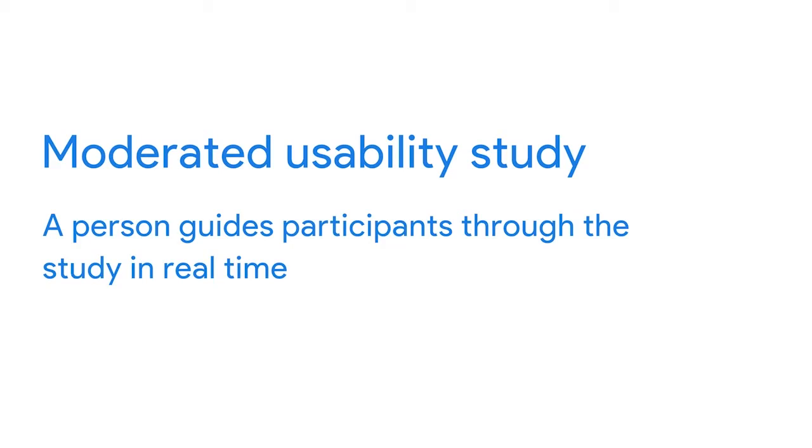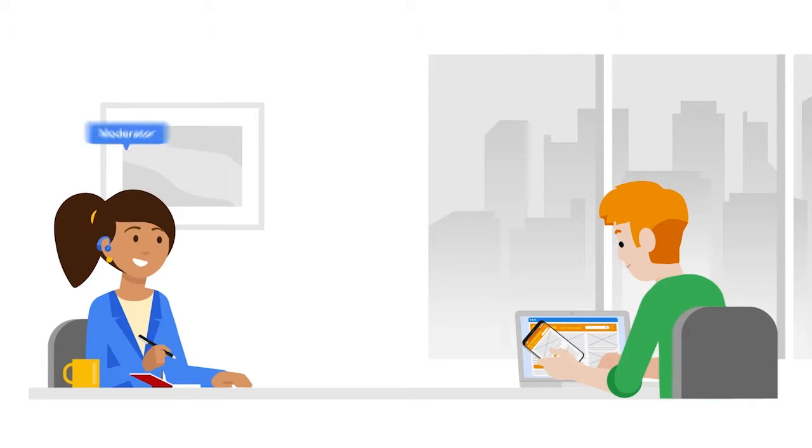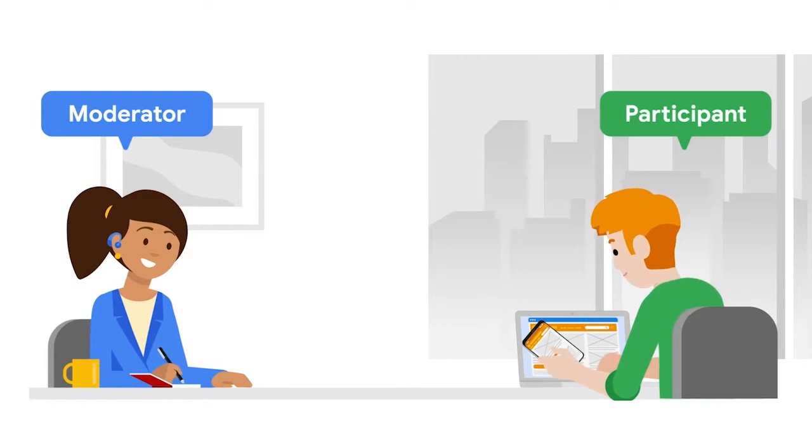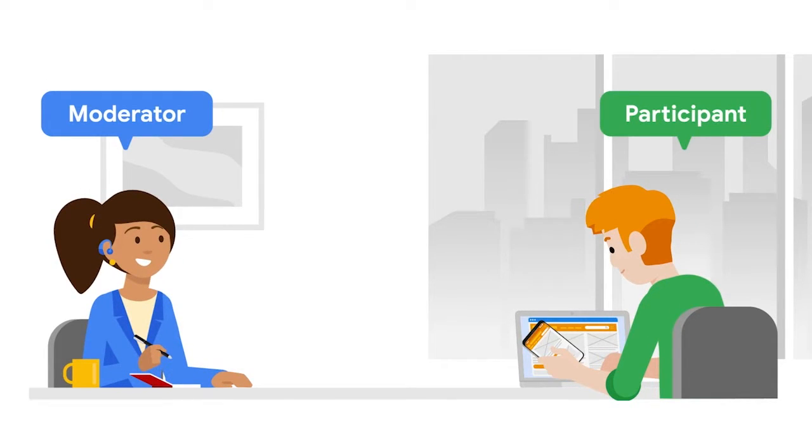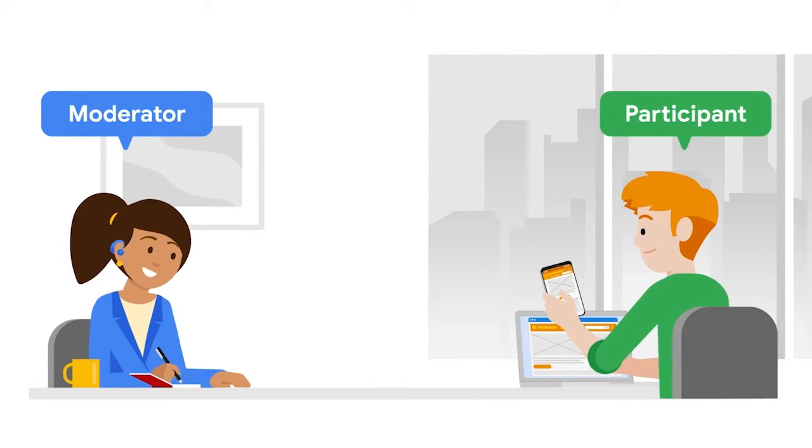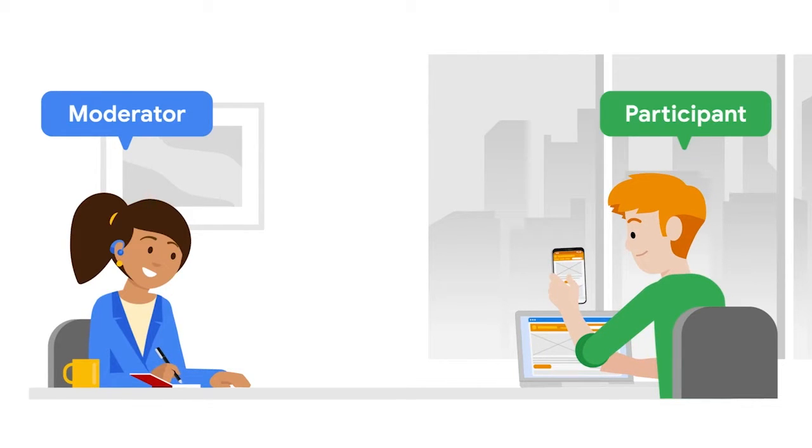There are 2 types of usability studies, moderated and unmoderated. In moderated usability studies, a person guides participants through the study in real time. The person who guides participants through the study is known as the moderator. The moderator's goal is to assign participants different tasks to complete within the product and watch participants interact with the product. Plus, they collect their feedback along the way.